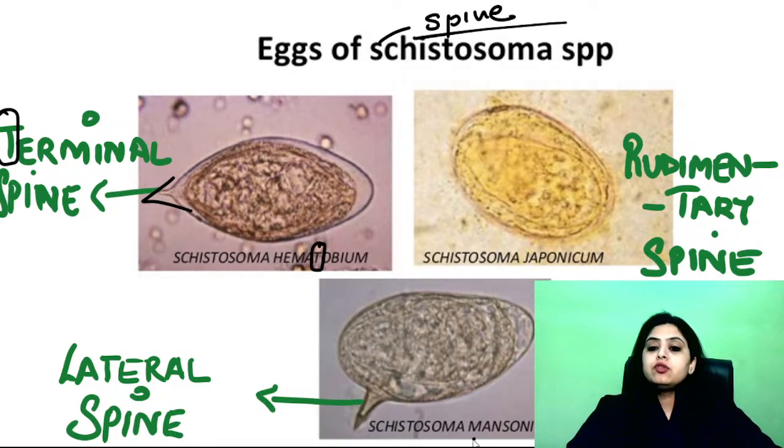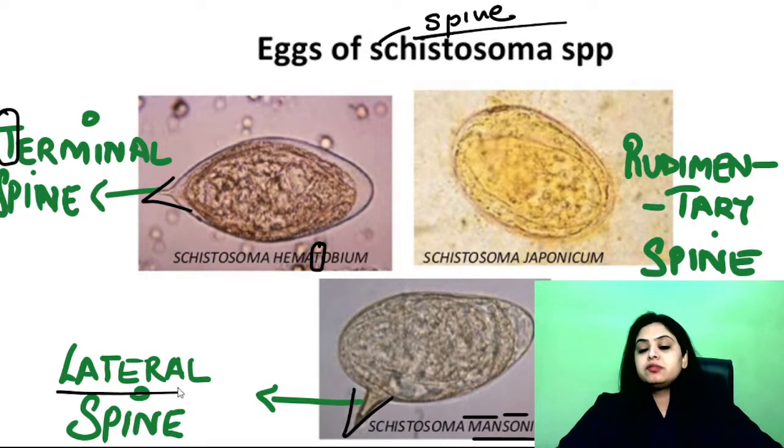Then we come to schistosoma mansoni. Mansoni means sleeping man, leta hua man, sleeping man, leta hua man. So that is going to show you a lateral spine. Very, very good. So leta hua man, lateral spine.